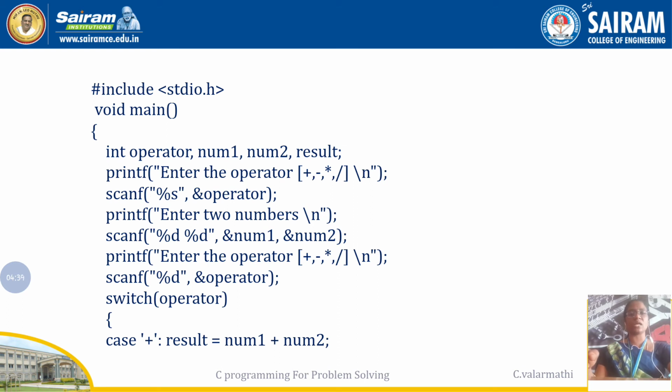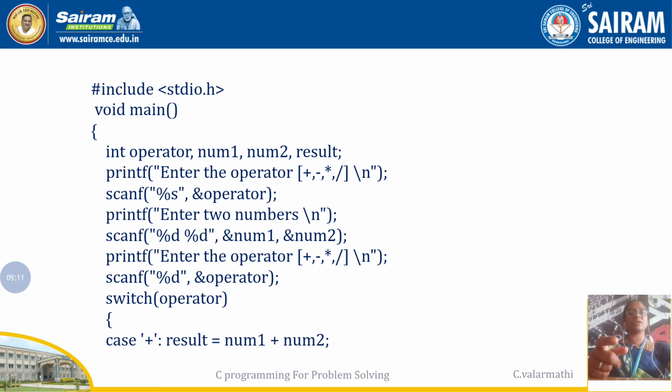So according to this case, I need to get two inputs, number 1 and number 2. Based on which operation I am going to perform, the result will be calculated and stored in the variable called result. The operation should also be given as input. For denoting the operation we are going to perform, that should be read as an input.